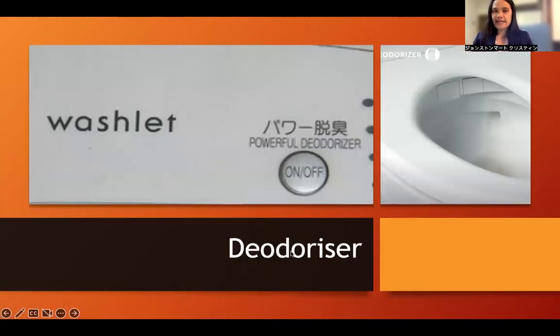Next one is Toto's washlet has a deodorizer. Highly effective deodorizing automatically takes place inside the toilet bowl. It works during and immediately after use, leaving no disturbing odors. Okay, so there you go. You can turn it on.